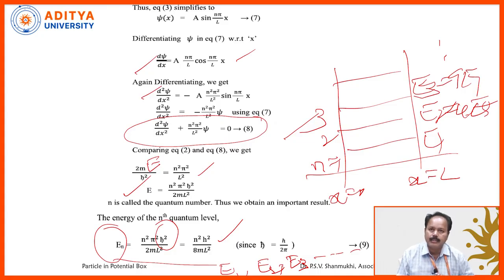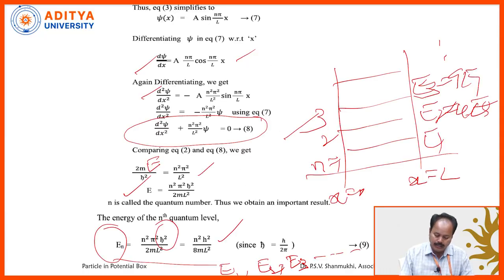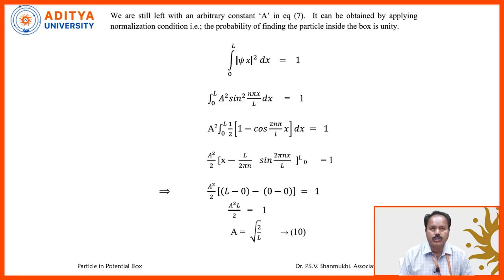Anyhow, energy is discrete and quantized. So E1, E2, E3 are called the discrete energy values. They are called eigenvalues. Now, I want to determine this capital A. For that one, let us use the normalization condition.